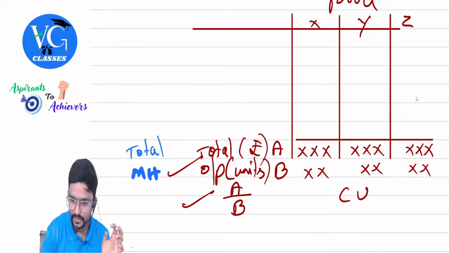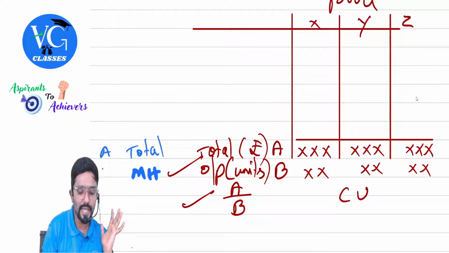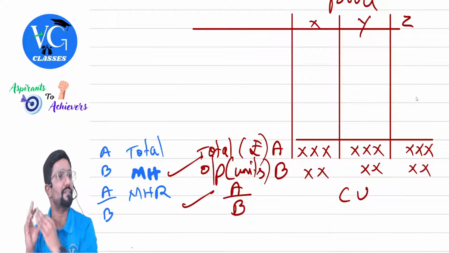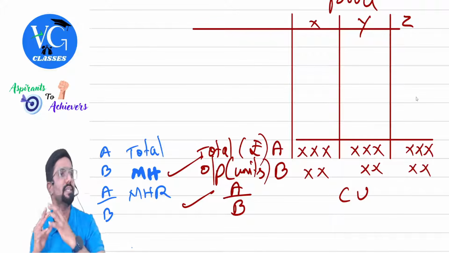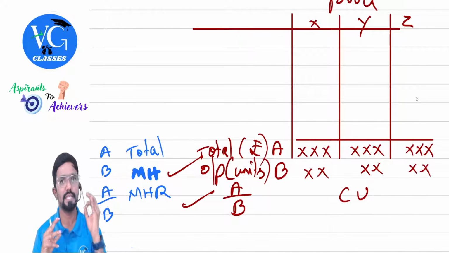Machine hours. We will take machine hours. If I divide each other, assume this is A, this is B. If I do A by B, what do I get? Machine hour rate. I will get machine hour rate. Is this a cost unit? Yes. Or we also call it absorption rate. Overhead absorption rate. Is that clear?